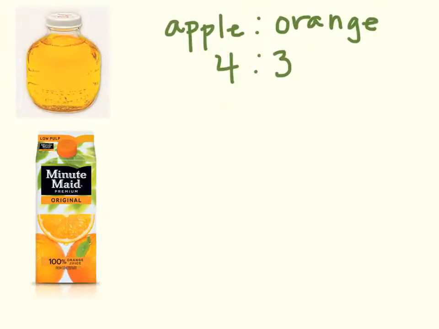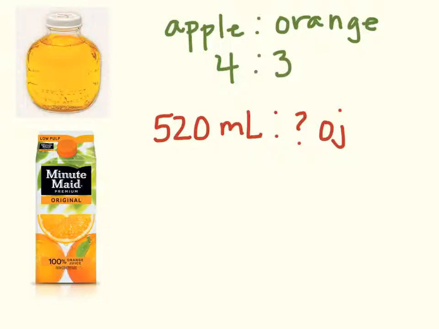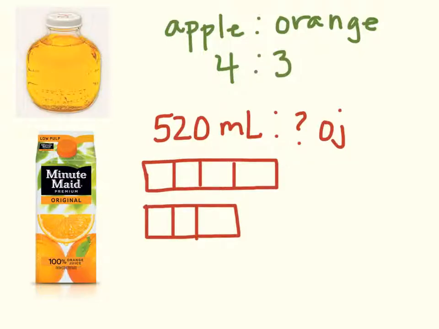In this next part of the problem, we're going to be given a quantity of apple juice and then need to calculate the volume of orange juice used. So if Megan uses 520 milliliters of apple juice to make punch, what quantity of orange juice will she use? Once again, we'll draw that very same picture. So we'll have 4 units of apple juice and 3 units of orange juice. Please pardon my not exactly perfect unit squares here.